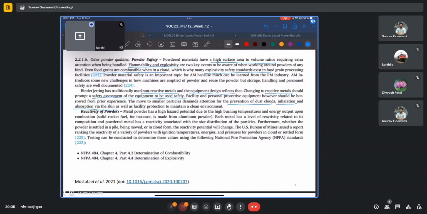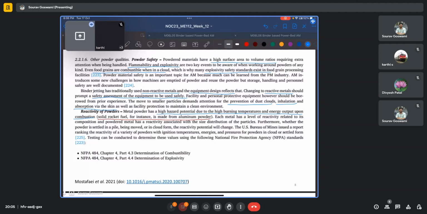The reactivity of powders is another concern to take note of, and metal powders have very high hazard potential due to the high burning temperature and the energy output upon combustion. Another very interesting fact for all of us to know is that solid rocket fuel is actually made from aluminum powder.